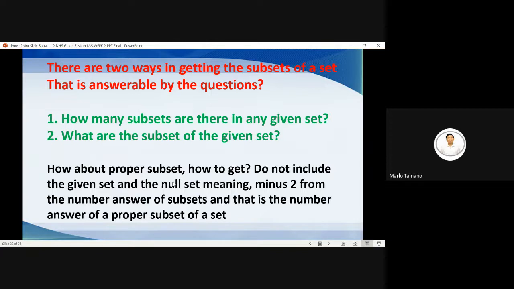How about proper subset? How to get? Do not include the given set and the null set, meaning minus 2 from the number of subsets, and that is the number answer for a proper subset of a set. Okay? I hope naintindihan po ninyo. Doon sa proper subset po, kapag kinuha ninyo yung sagot, minus 2 lang. Kapag inisa-isa nyo naman po yung kanyang subset, huwag nyo pong isasama yung original na set at saka yung empty. Yun na po yung proper subset. Okay? So let's see later on. Ito na po. Let's see.